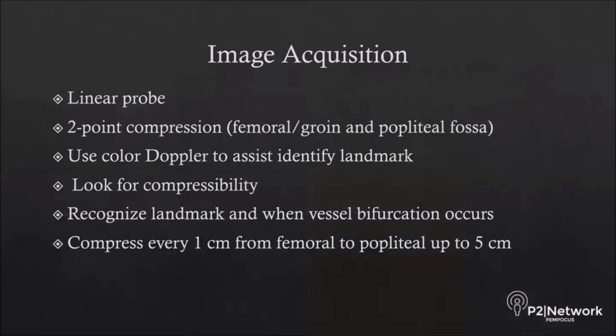To acquire the image, we use a linear probe and we do what we call a 2-point compression, meaning that we do the compression around the femoral and groin area, as well as the popliteal fossa. We use the color Doppler to assist in identifying these landmarks. You look for compressibility, and you recognize a landmark when the vessel's bifurcation may occur. So you compress every 1 centimeter from the femoral area to the popliteal, up to 5 centimeters.